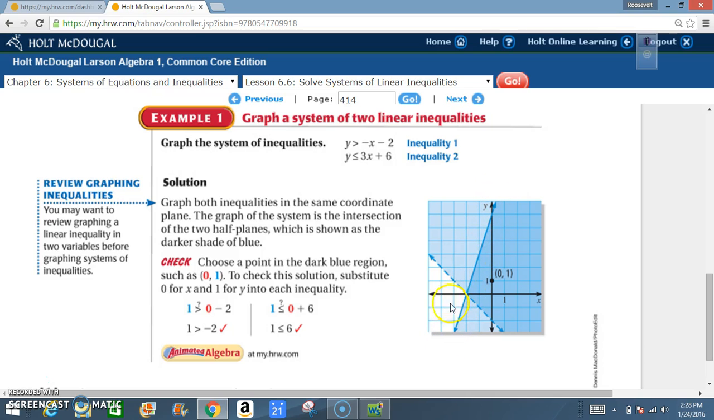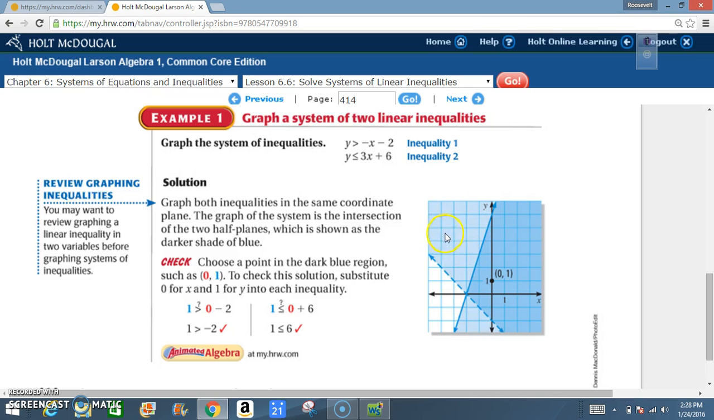Now here it says that y is less than 3x plus 6. So here's my line. Less than has to be everything going back this way on this particular line. So the intersection then is the dark region. Anything that's dark is my solution. Anything that's light blue is not part of the solution.